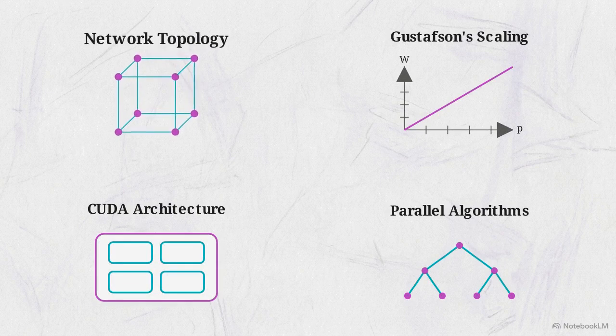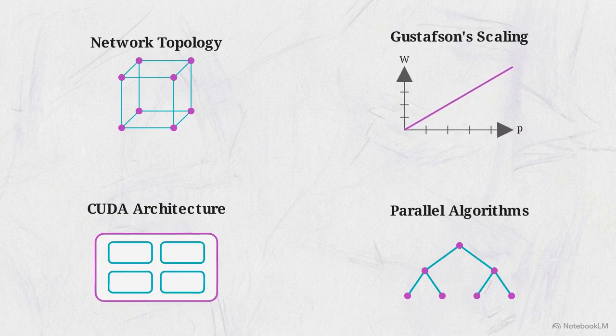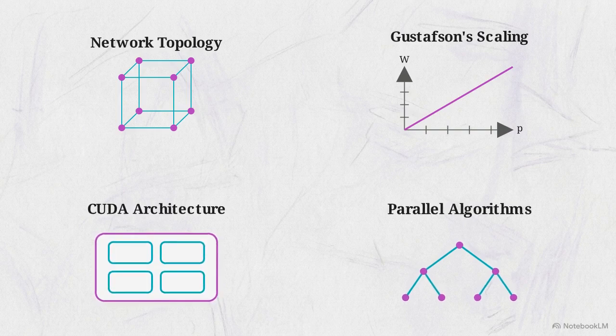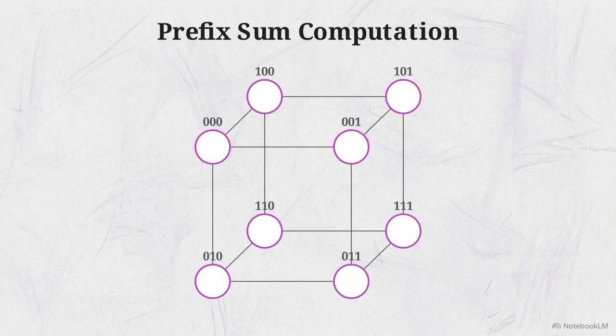Network topology minimizes physical hops. Gustafson scaling dictates your problem size. CUDA memory mapping hides hardware latency, and your algorithms flatten bottlenecks to order log squared n. Because the system is entirely deterministic, exam outcomes are highly predictable.